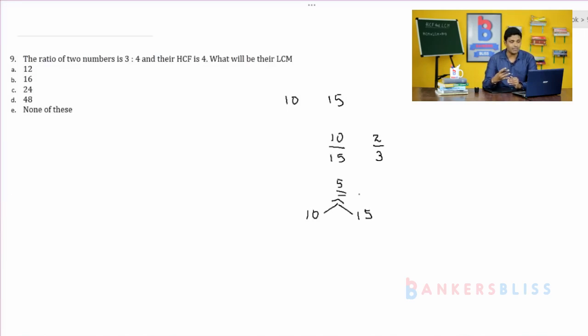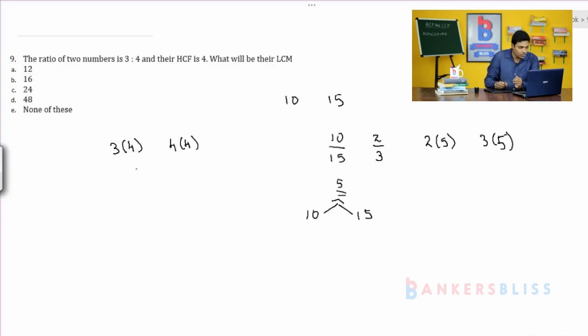In a different manner, we can also represent 2 by 3 as 2 into HCF and 3 into HCF. If we do 2 into HCF and 3 into HCF, we get the original numbers. Here they have given the HCF as 4, and 3:4 is the ratio. If I do 3 into HCF and 4 into HCF, I get the original numbers: 3 into 4 is 12, 4 into 4 is 16. So, the original numbers are 12 and 16.